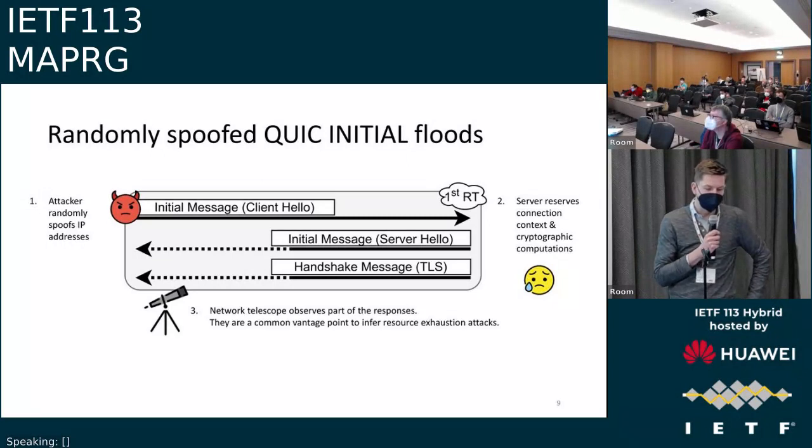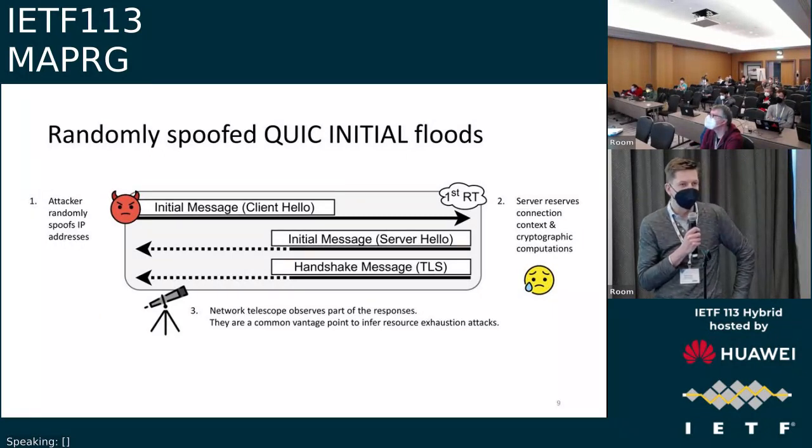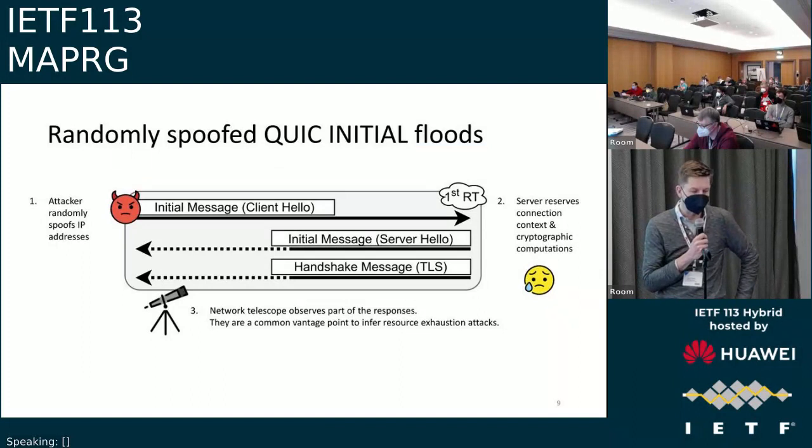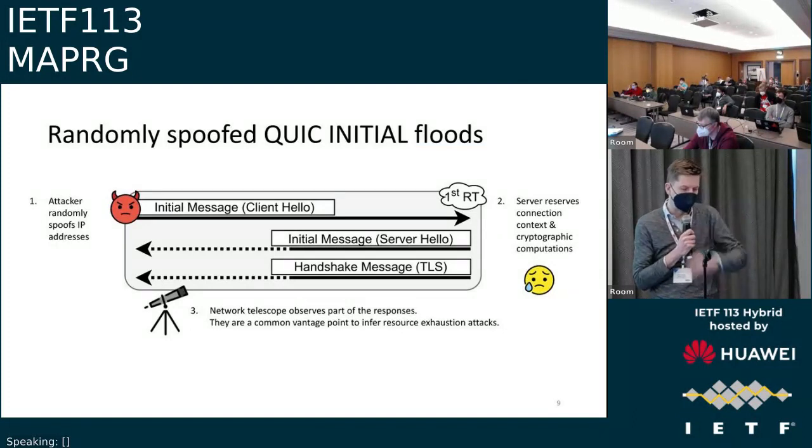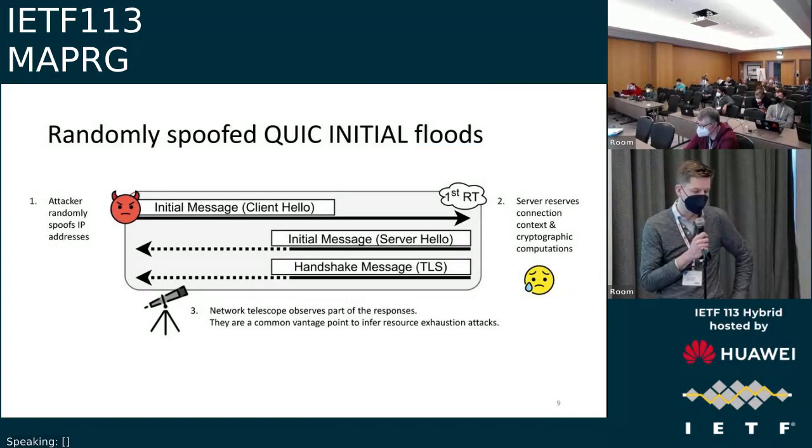These replies from the server to the spoofed source IP address can be observed, and a typical measurement infrastructure to observe spoofed packets are network telescopes. These telescopes receive packets that are spoofed with IP addresses from the network telescope IP prefix. In our measurement study, we leverage such a telescope.